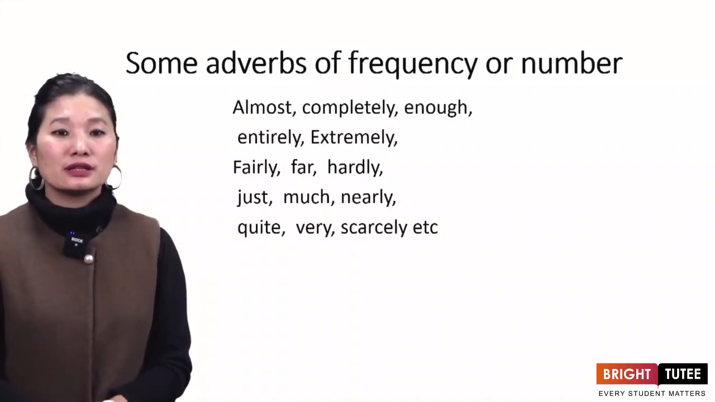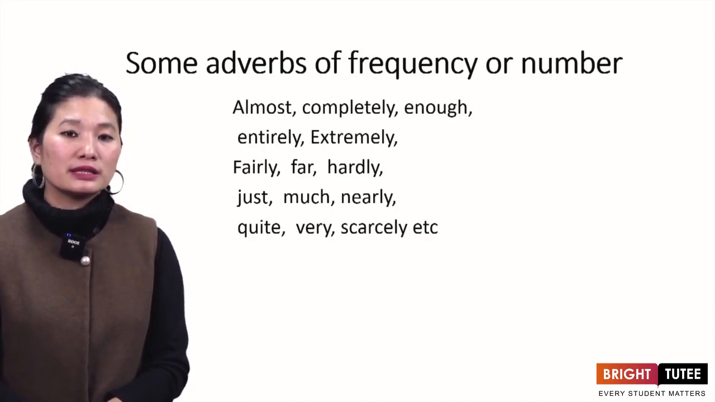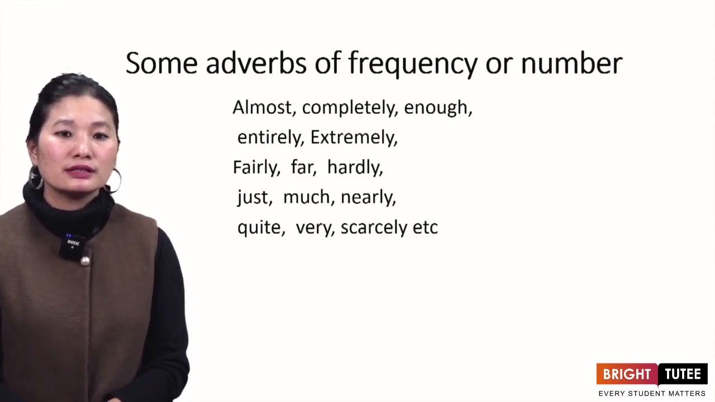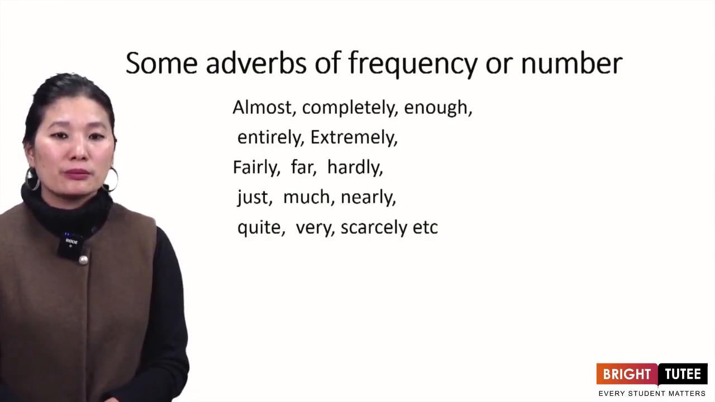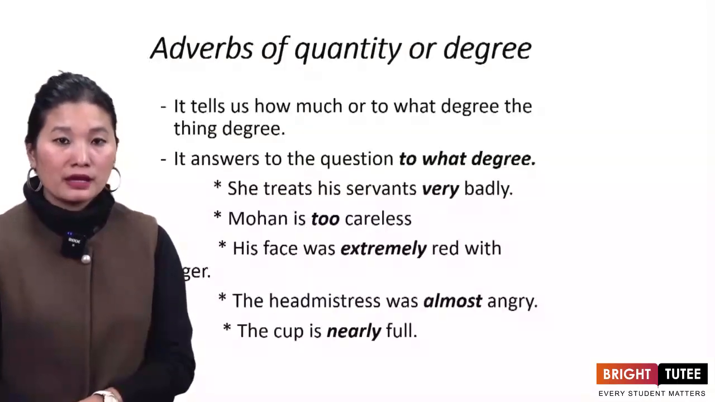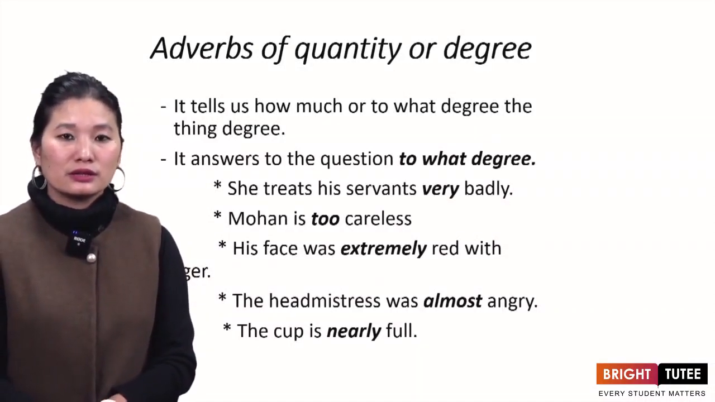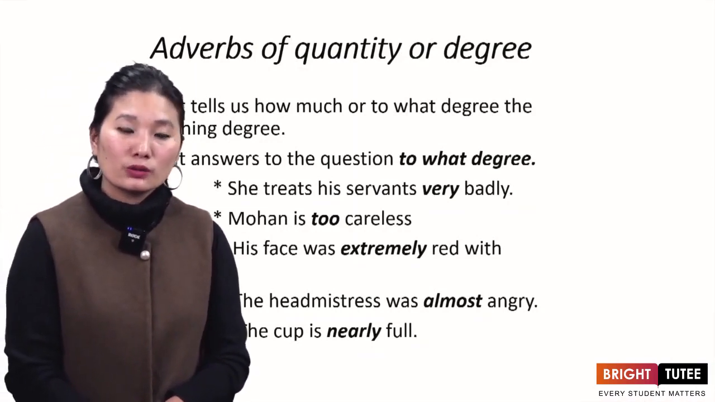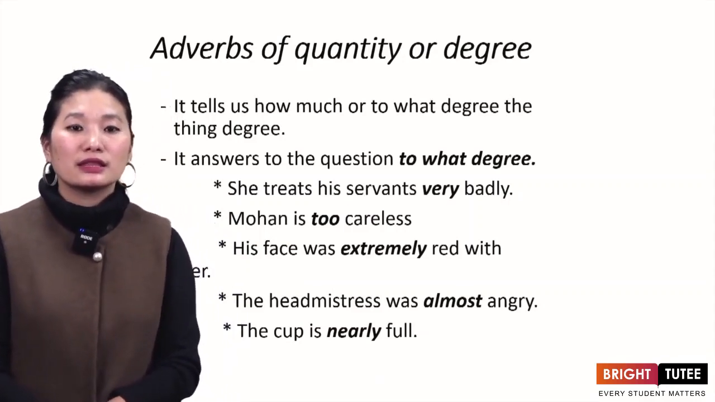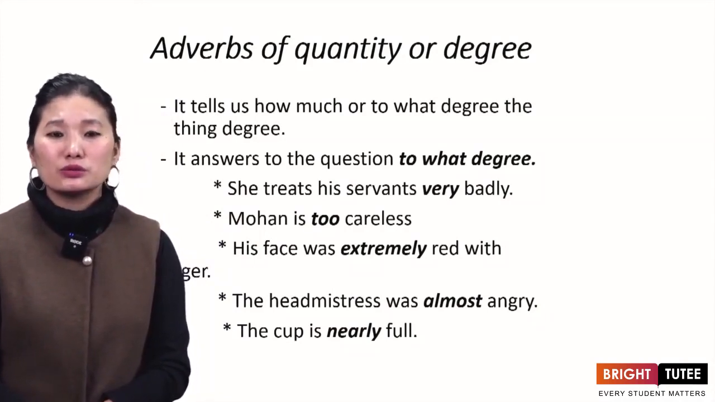Some adverbs of quantity or degree are also here: almost, completely, enough, entirely, extremely, fairly, hardly, just, much, nearly, quite, very, scarcely. Okay? And we have adverbs of quantity or degree. Let's repeat again. Adverbs of quantity or degree. It tells us how much or to what extent the thing is done. Okay, how much. It answers the question to what degree.